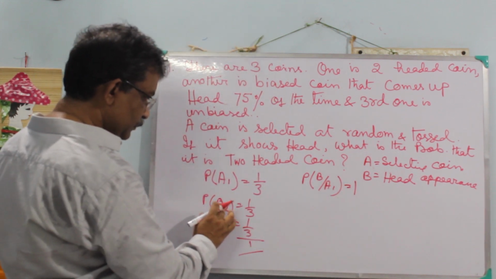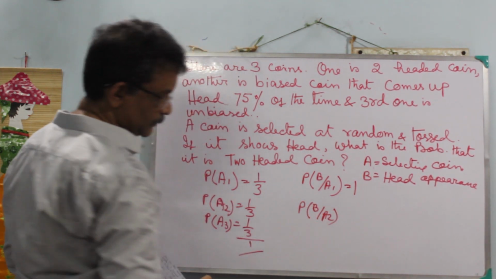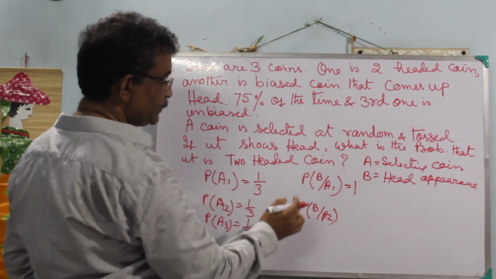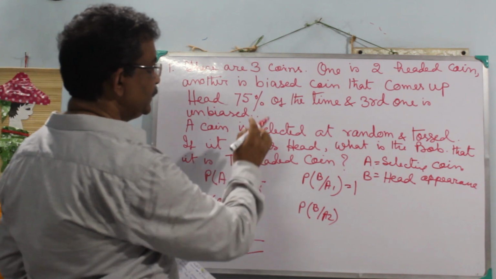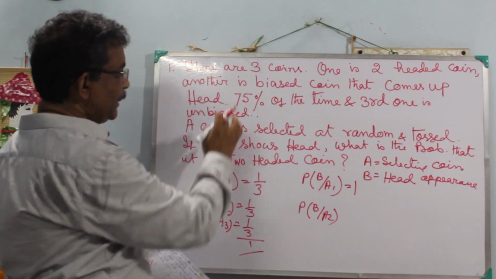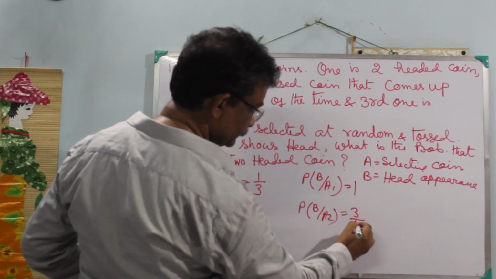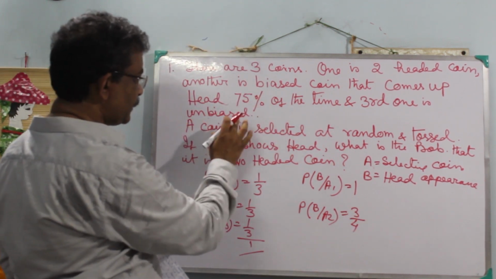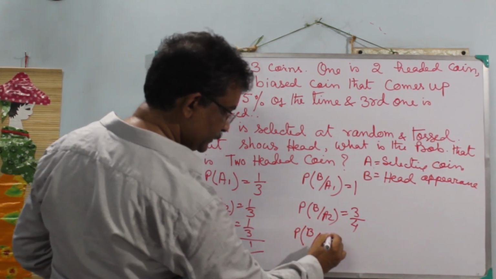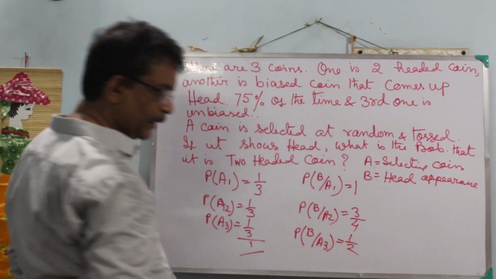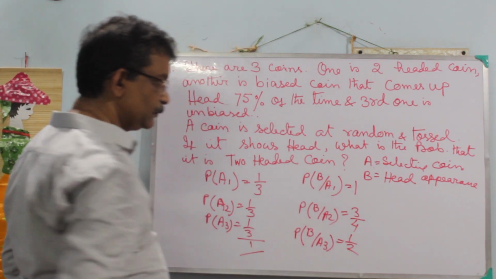And the probability of head when we select the second coin? When the second coin is selected, since it is a biased coin, the probability of head is 75%, that is 3/4. And if the third is selected, it is an unbiased coin. So the probability of head when the third coin is selected is half, because one side is head and one side is tail.